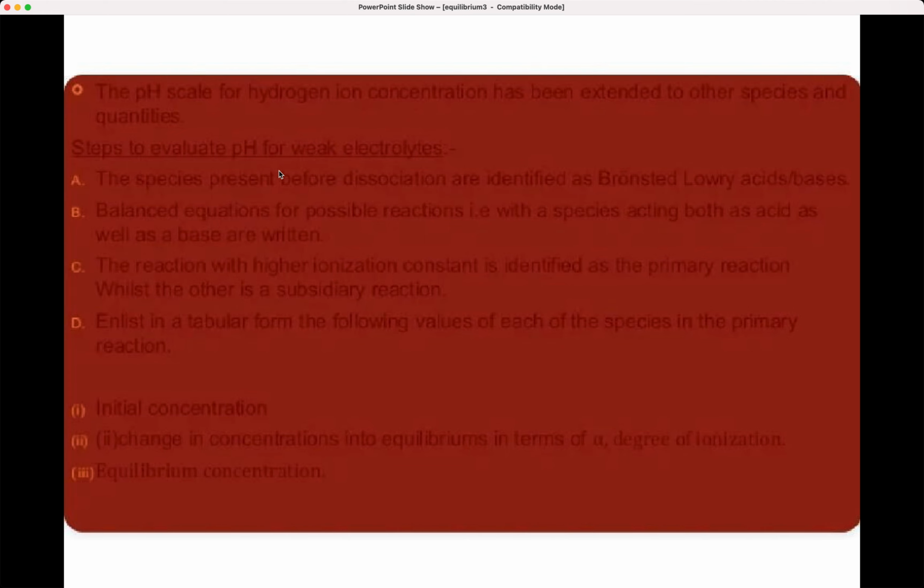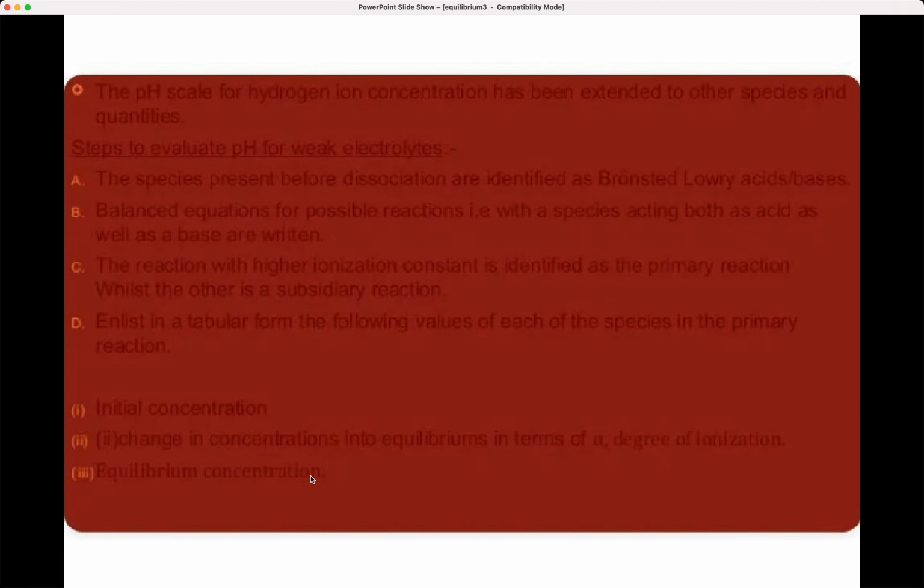So step 2, how will you evaluate pH for weak electrolytes? The species present before dissociation is identified as Bronsted-Lowry acids or bases. Then balanced equations for possible reactions with the species acting both as acid and base are written. The reaction with higher ionization constant is identified as the primary reaction. The other is a subsidiary reaction. Enlist in tabular form and follow the values of each of the species in the primary reaction: initial concentration, change in concentration, and then equilibrium concentration in terms of its degree of ionization.